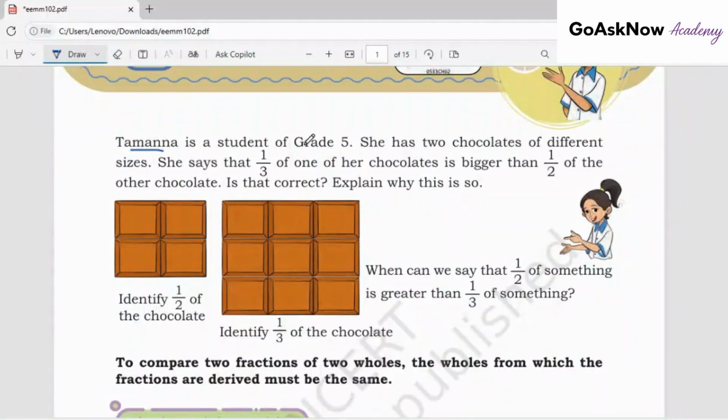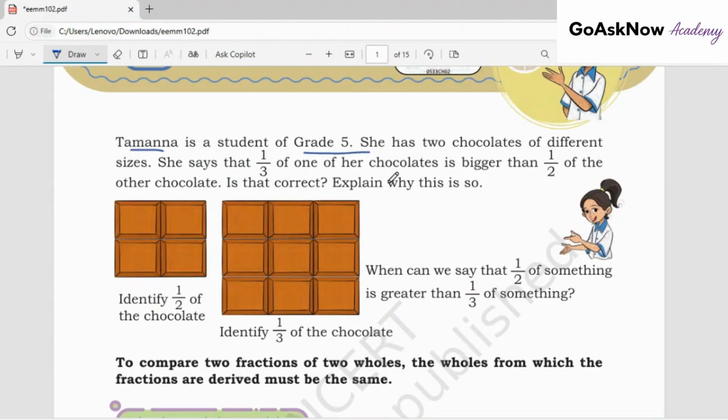Tamana is a student of grade 5. She has two chocolates of different sizes. She says that 1 by 3 of one of her chocolates is bigger than 1 by 2 of her other chocolate. Is that correct? Explain why this is so.